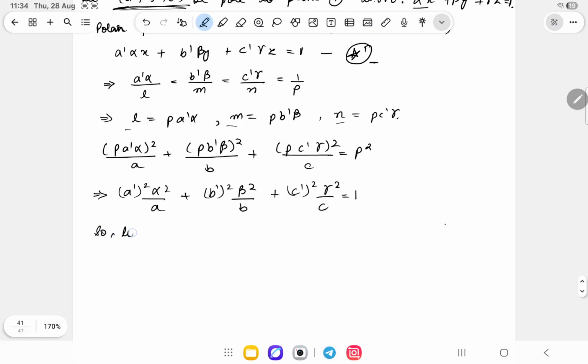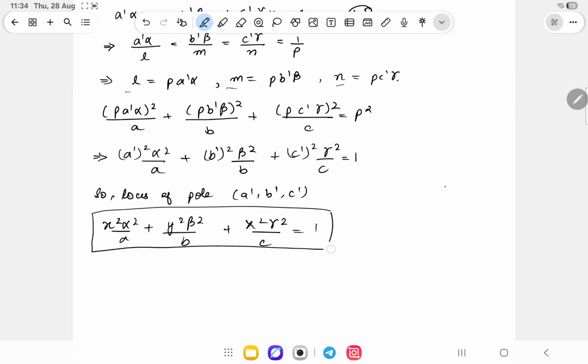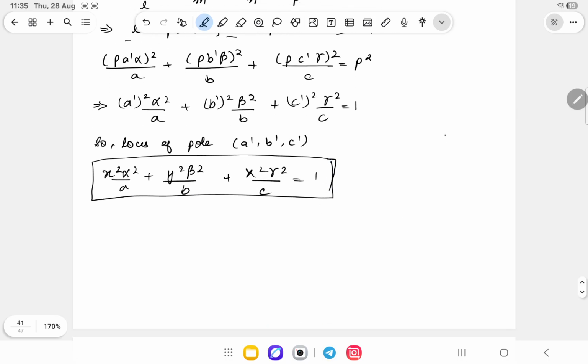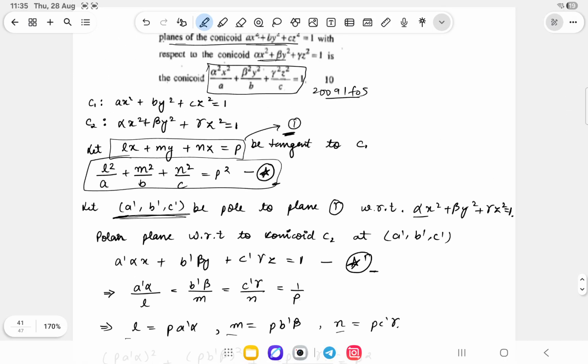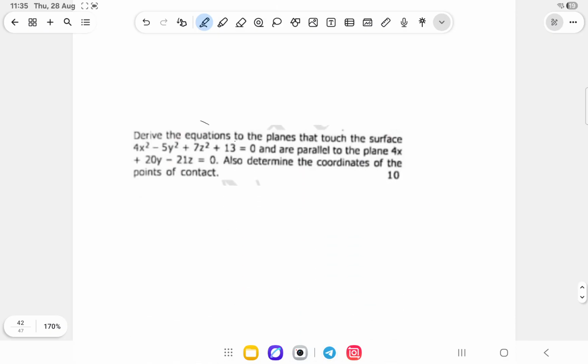So the locus of the pole a dash, b dash, c dash would be x square alpha square by a, y square beta square by b plus z square gamma square by c is equals to 1. So this is the required equation, the locus of the pole. So this is, I guess, what we are supposed to prove in the question. So let us move on to the next question.